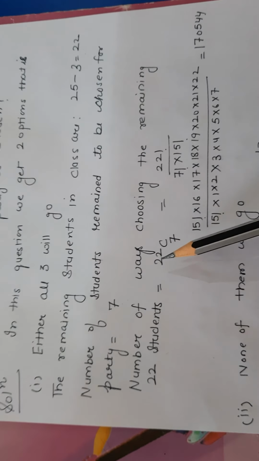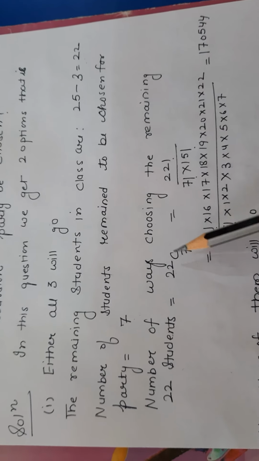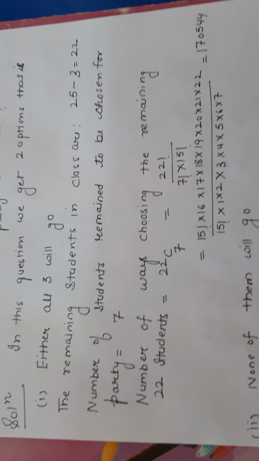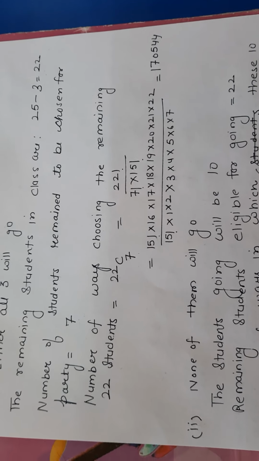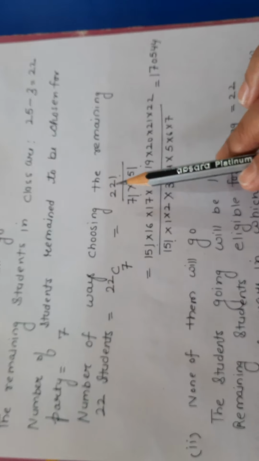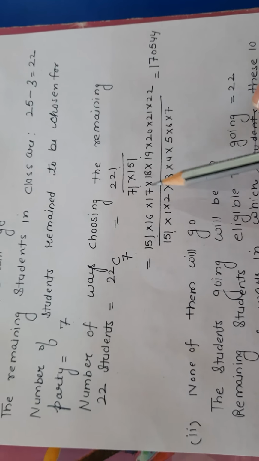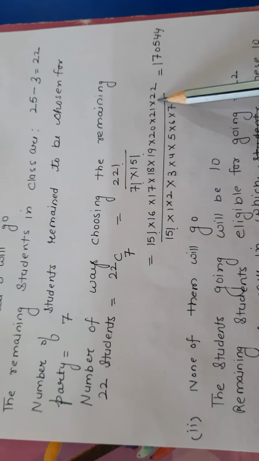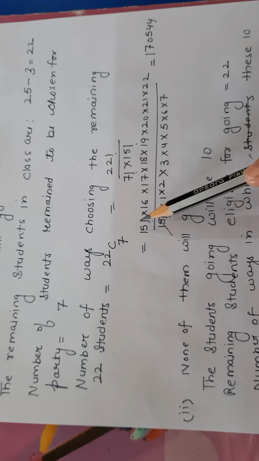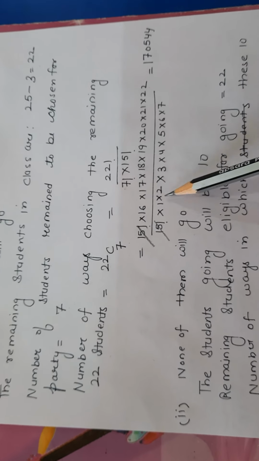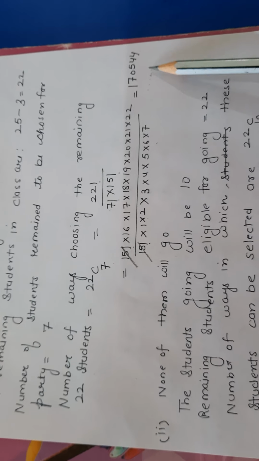So the ways are, for selection you will apply combination. This is 22C7. Apply the formula: 22 factorial divided by 7 factorial into 15 factorial. This 22 factorial can be written as 15 factorial into 16 into 17 and so on. The multiplication will go up to 22. So this 15 factorial will be cancelled. Again, put the value of 7 factorial here. Simplified, this is the answer of the first part.